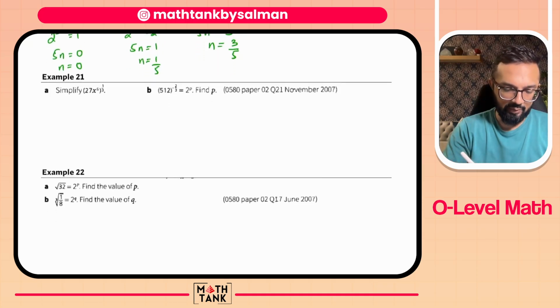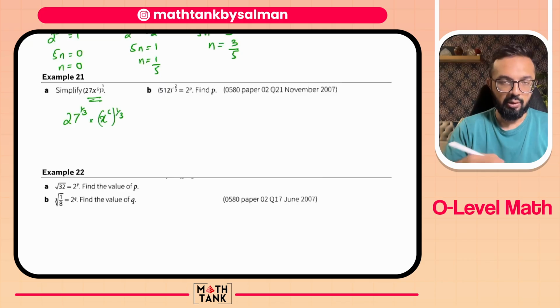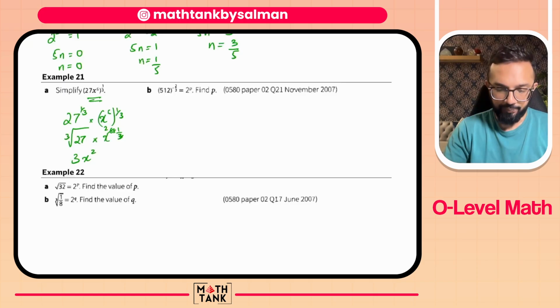Let's move on and see. Now this is more complicated. Whenever you have a power outside the bracket, it applies to all the terms that are inside the bracket. So this is going to become 27 power 1 over 3 into x power 6 into 1 over 3. Now 27 power 1 over 3 is just the cube root of 27. You can write it like that if you want. So that's going to give you 3. Power 6 and power 1 over 3 will multiply together. Why? Because one power is inside the bracket, the other one is outside. So that gives me x squared. So that's the answer to this one.